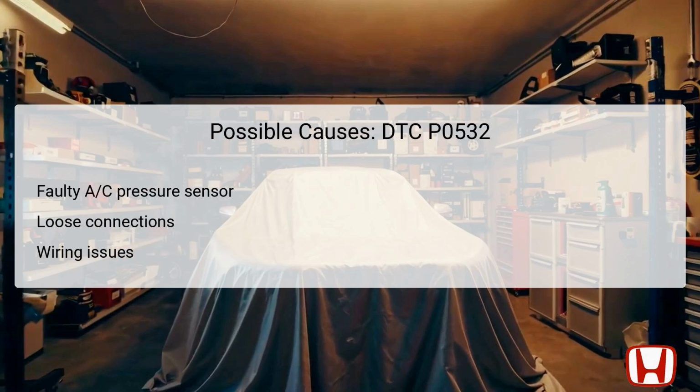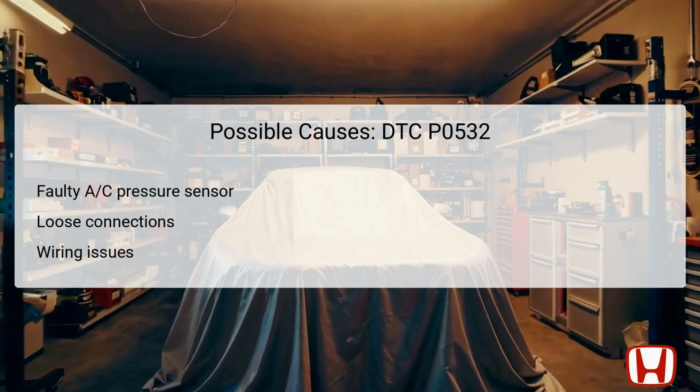Several potential causes could lead to the DTC P0532 being triggered. One likely cause is a faulty AC pressure sensor, which may fail to generate the correct voltage readings. Alternatively, loose connections at the sensor or within the circuit can result in low voltage signals reaching the PCM, thus leading to the error code.